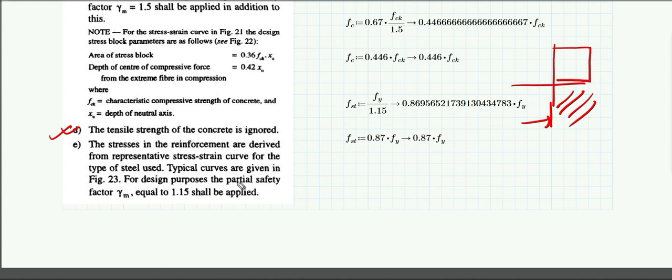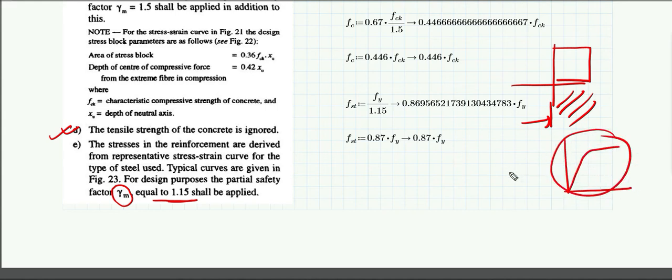For design purposes, the partial safety factor gamma m equal to 1.15 shall be applied. So generally you have to find out the stress strain graph. Actually this is given to you. If the characteristic strength of steel is Fy, and you consider the partial safety factor of 1.15, it comes out to 0.869, which if you round up gives you 0.87 Fy. So generally the steel strength that we are going to assume for design, FST, is 0.87 Fy.